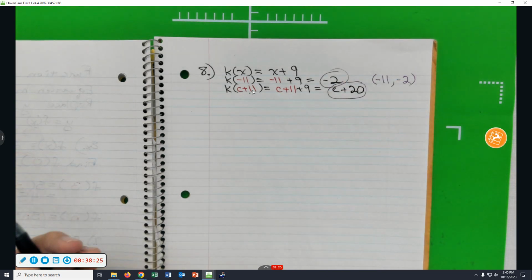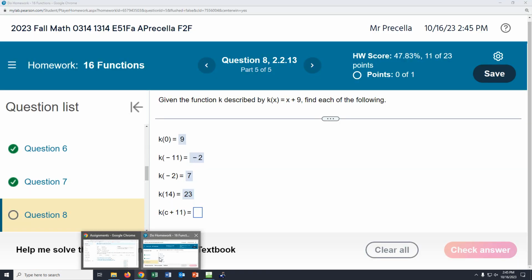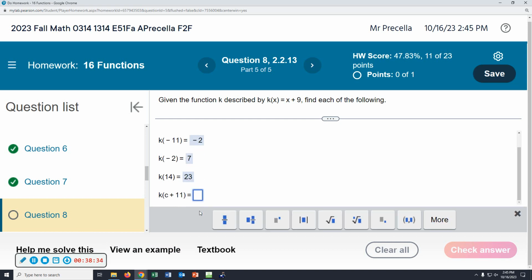So whatever's in the parentheses, you plug it in for x. So c plus 20. C plus, oops, I nearly hit 30. C plus 20.